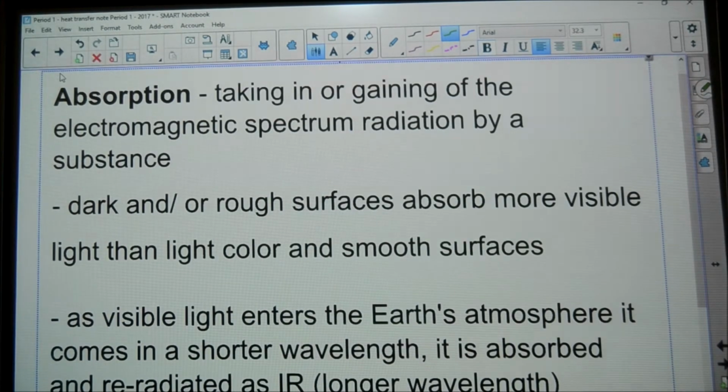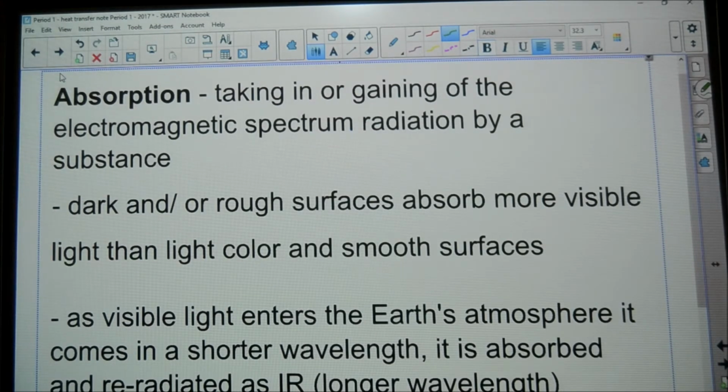Absorption. I'm taking in. I'm gaining energy from the electromagnetic spectrum. Darker, more rough surfaces absorb more visible light. All right? The lighter colors, the smoother surface, they tend to reflect more. So they're not going to absorb, they're going to reflect. So when you absorb more, your temperature increases. When you reflect, your temperature increases less.